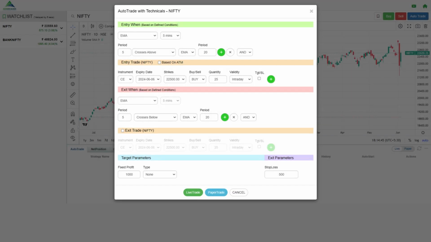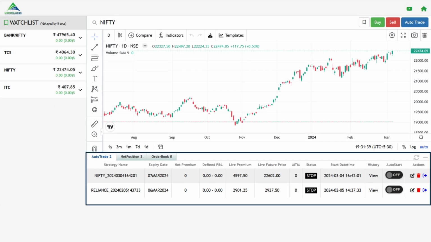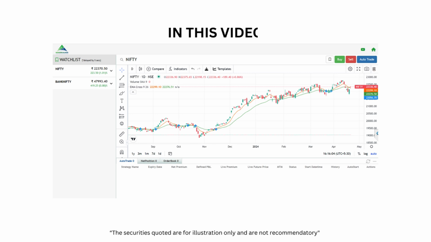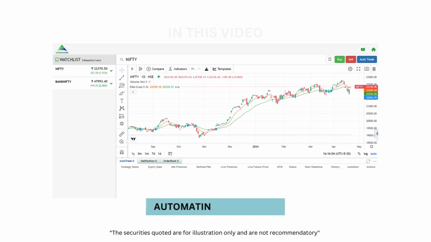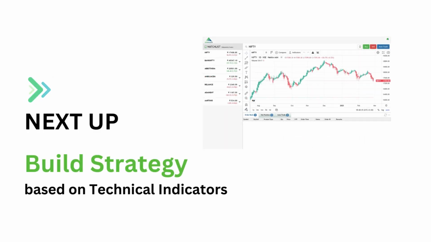Once all your conditions and parameters are set, click the Live Trade button to start your strategy. The customized strategy is now accessible in the dashboard. This demonstration provides just a glimpse into the power of automating your trading strategies. Stay tuned as we delve deeper into building strategies based on various technical indicators in our upcoming videos.